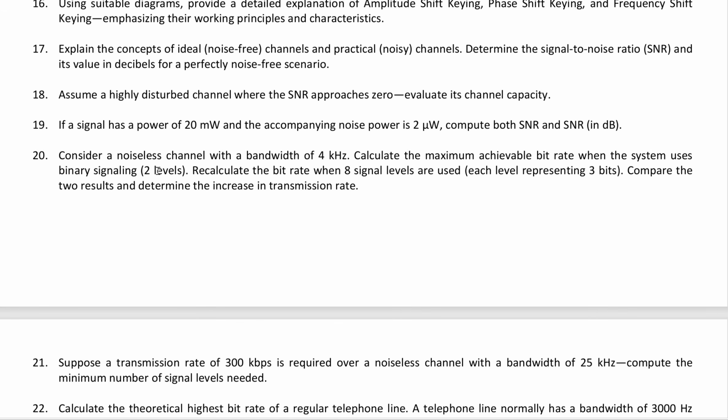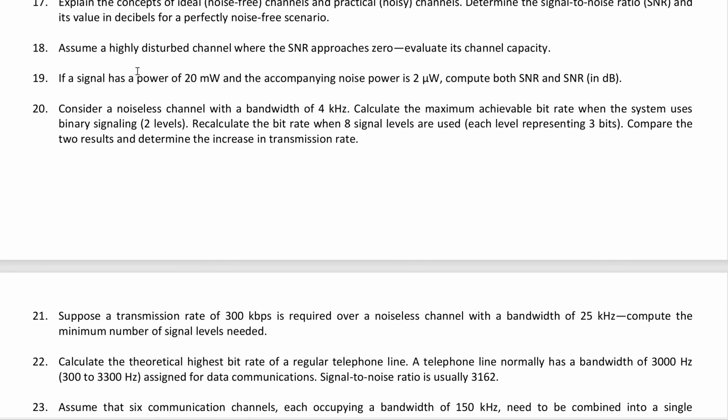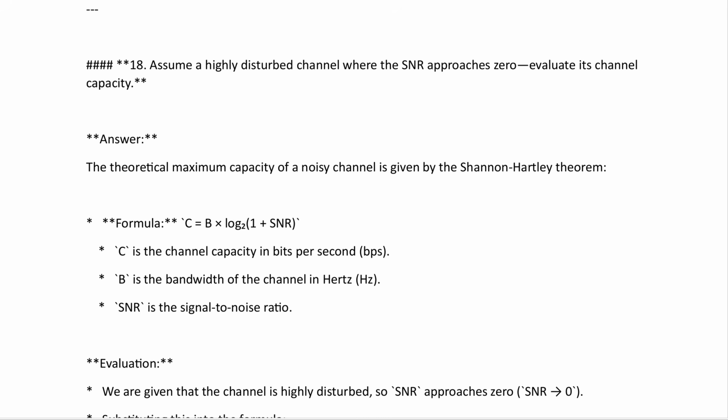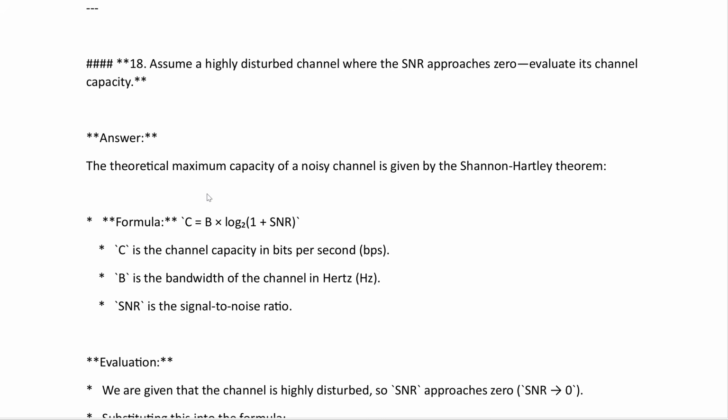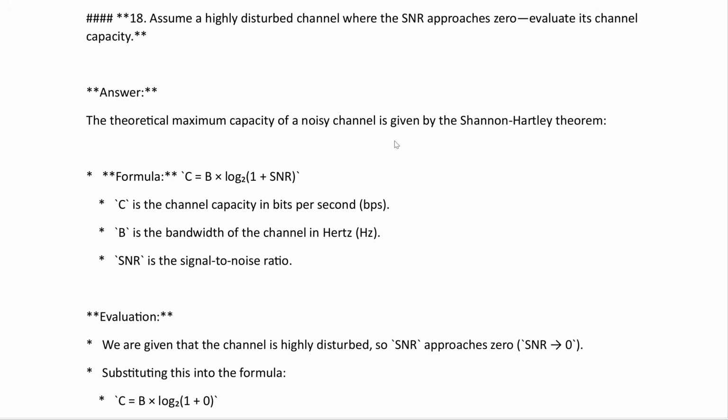Next is question number 18. Question number 18 says: assume a highly disturbed channel where the SNR approaches zero, that is, where the signal to noise ratio is zero. Evaluate its channel capacity. We have to calculate the capacity. So the theoretical maximum capacity of a noisy channel is given by the Shannon-Hartley theorem.